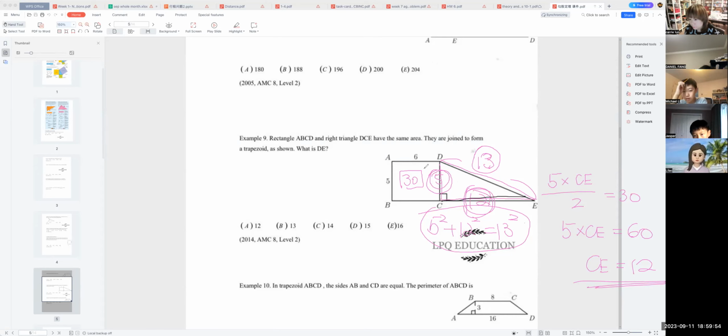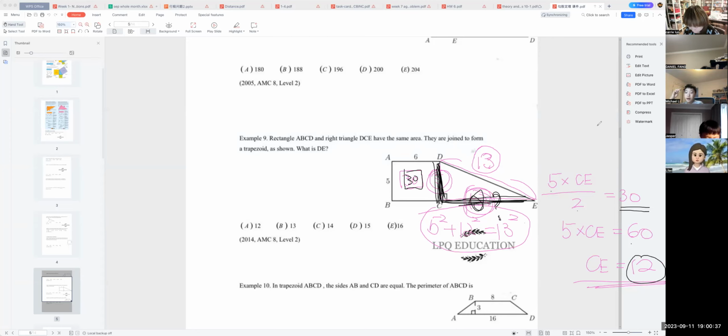Because the area of the rectangle is 30, right? Then the area of this triangle is also 30. So how do we calculate the area of a triangle? It's base times height divided by 2. We don't know the height, but we know the base is 5. So 5 times CE divided by 2 equals 30. Correct? So 5 times CE equals 60. So that's why CE equals 12. This is how I get it. So you have to know how to calculate the area of the triangle. This is a part we learned a long time ago. We learned it very early, have you forgotten it now?